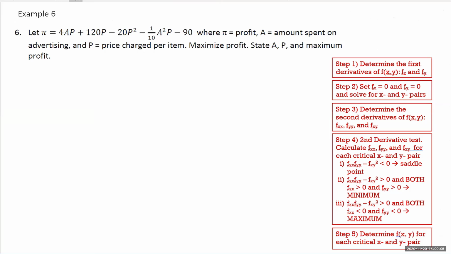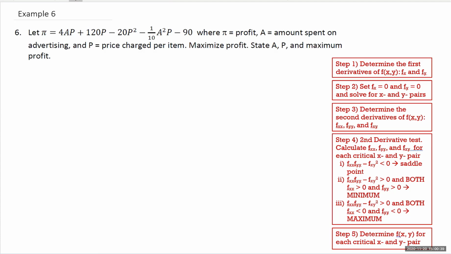So example 6: let profit equal 4AP plus 120P minus 20P squared minus 1/10 A squared P minus 90, where pi is equal to profit, A equals amount spent on advertising. So advertising expenditures are going to be included in our assessment. And P is equal to price charged per item. Maximize profit and state the A, P, and maximum profit.